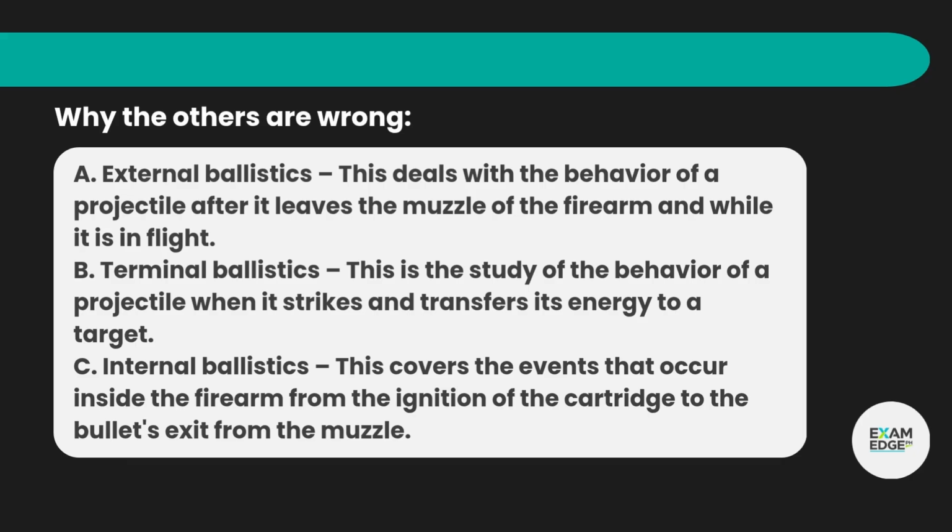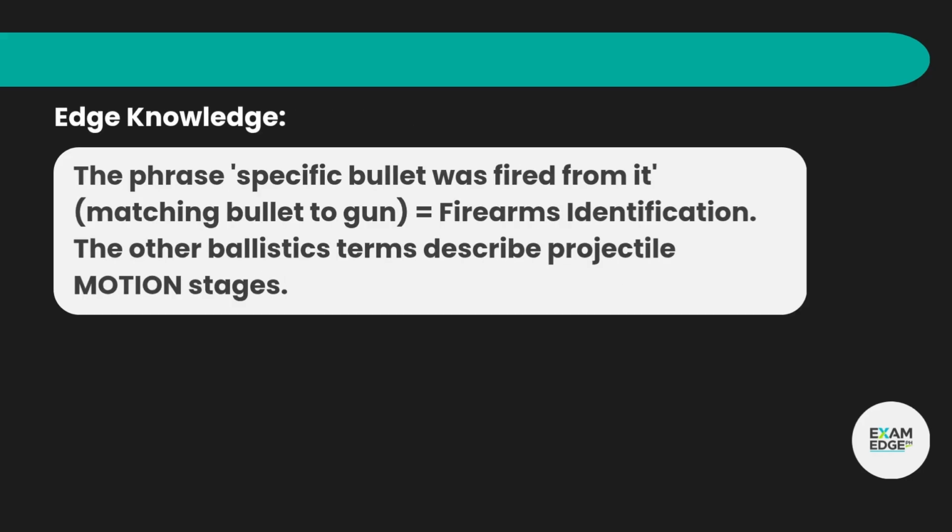A. External ballistics. This deals with the behavior of a projectile after it leaves the muzzle of the firearm and while it is in flight. B. Terminal ballistics. This is the study of the behavior of a projectile when it strikes and transfers its energy to a target. C. Internal ballistics. This covers the events that occur inside the firearm from the ignition of the cartridge to the bullet's exit from the muzzle. Edge knowledge. The phrase specific bullet was fired from it, matching bullet to gun, equals firearms identification. The other ballistics terms describe projectile motion stages.